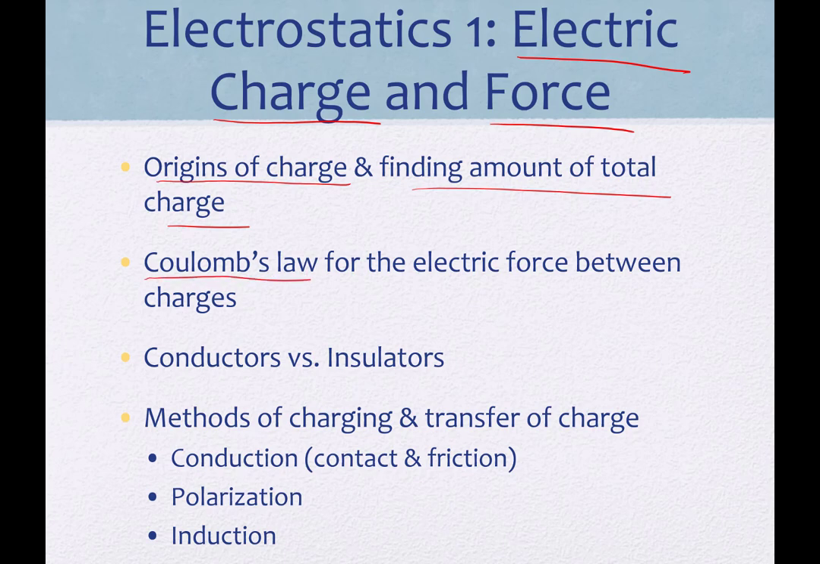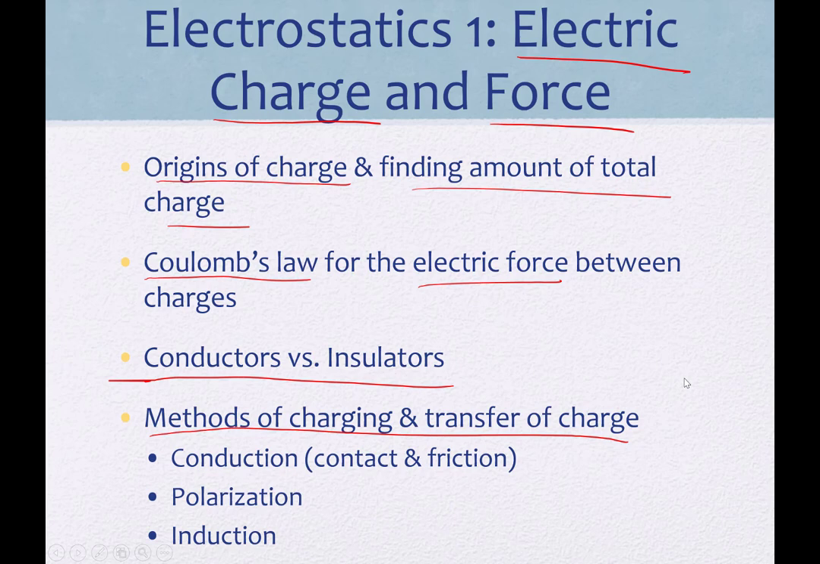We're going to talk about Coulomb's law, which tells us the electric force between two charges at some distance. We'll talk about conductors versus insulators, and we'll talk about methods of charging objects and transfer of charge. There will not be any problem solved in this lecture. There should be an accompanying problem set lecture that goes with this.